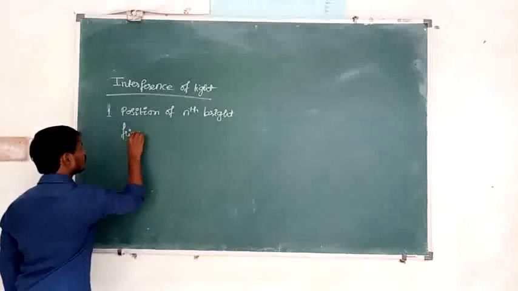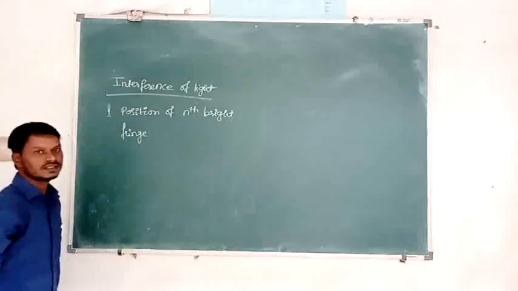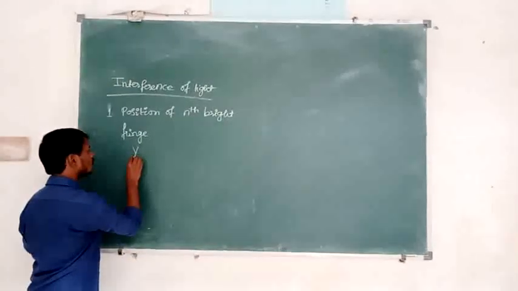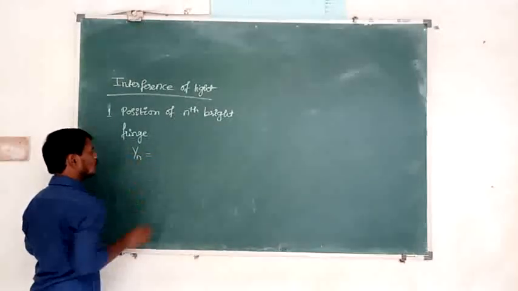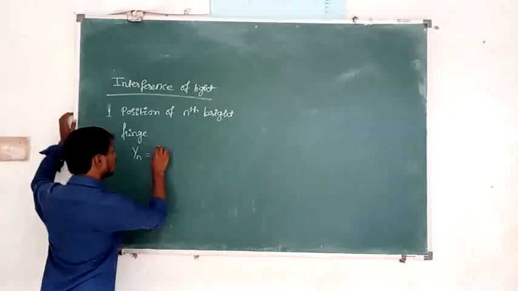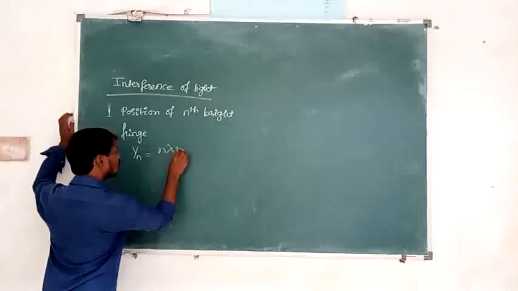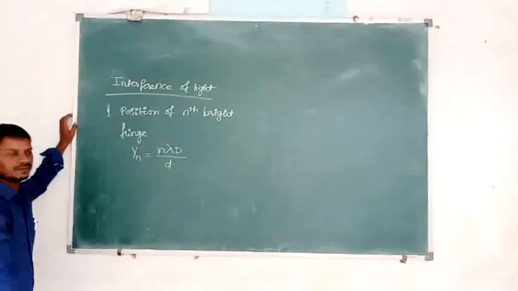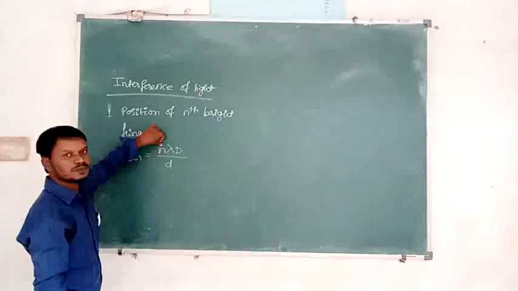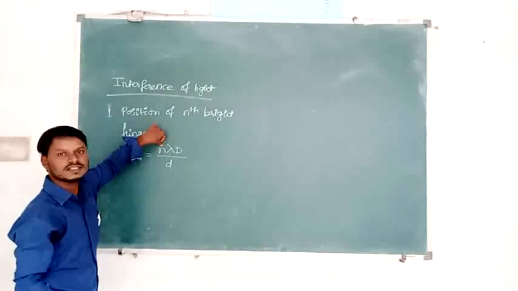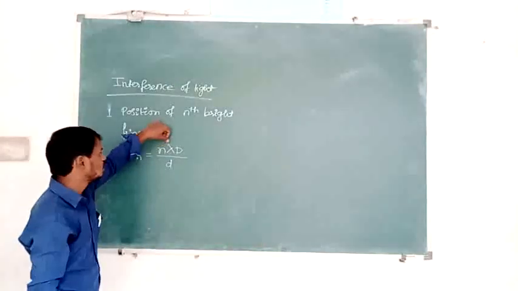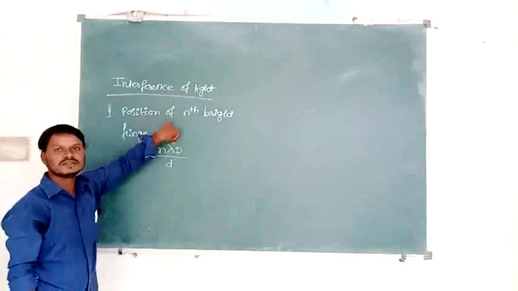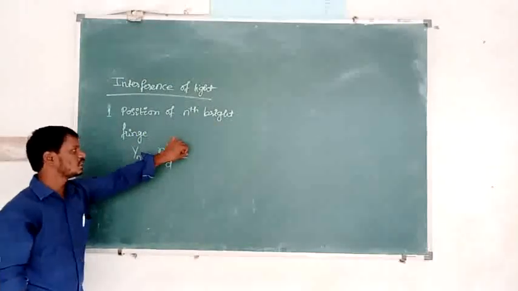What is the formula for the position of the nth bright fringe here? That formula is yn equal to n lambda D divided by small d. What are the terms we must know? n is the position of the bright fringe. Lambda is the wavelength of the light used. Then what is D here?